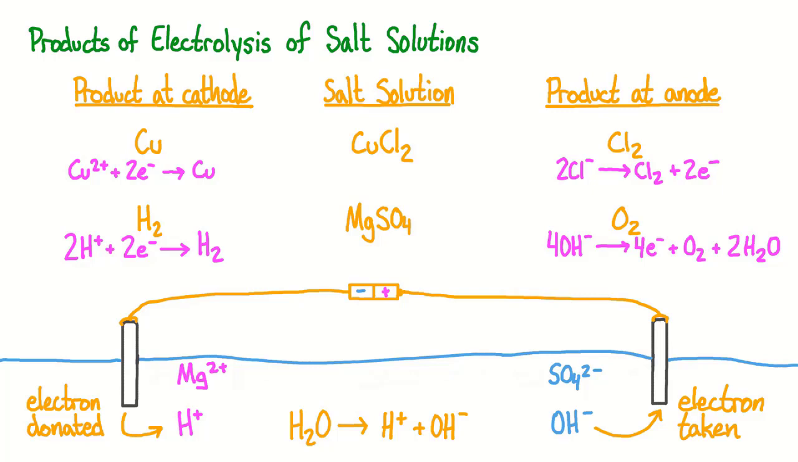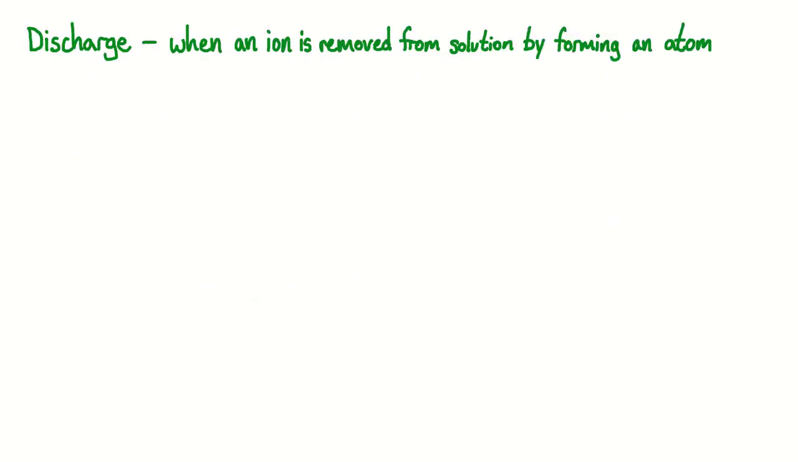But the question remains, how do we know which ion will be involved in the transfer of electrons? One key term to know in this video is discharge. An ion is discharged when it is removed from solution by forming an atom. In our examples thus far, when the ions are discharged, they form solid metals or gases. When predicting the products of electrolysis, a key question to ask is, what ion will be discharged?